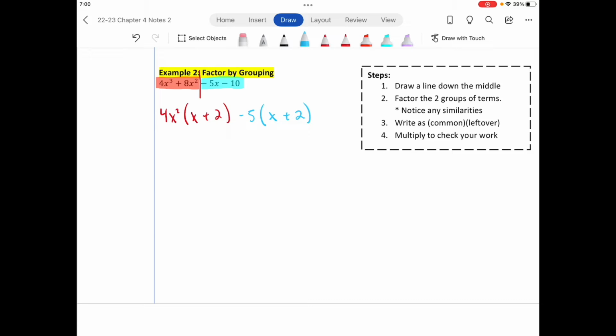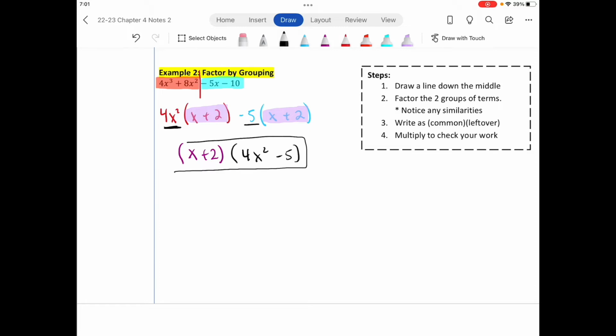Now we're going to see if we notice any similarities. We should notice that in both sets of parentheses, we have the same exact expression. We're going to bring that together as just one set of parentheses, x plus 2. Then we're going to take the values that are on the outside of the parentheses and put them in their own set, 4x squared minus 5. And this gives us the factored form of our original expression.